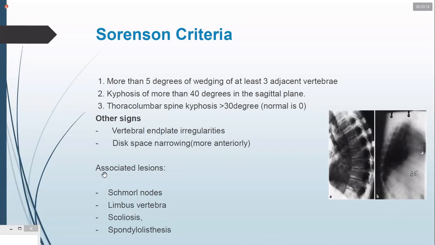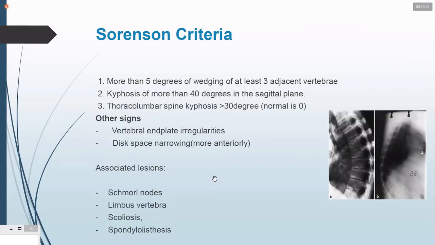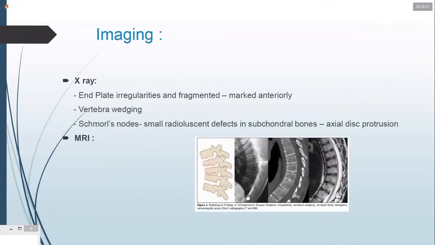The other signs are vertebral end plate irregularities and disc space narrowing, and there are different associated lesions in this. The clinical features: at puberty, around 13 to 16 years, more common in boys, increasing round shoulders. We can appreciate backache and fatigue. Usually patients present with pain while carrying heavy school bags these days, and backache. Smooth thoracic kyphosis, with compensatory lumbar lordosis, and in late life, lumbar backache. In imaging, we can see the irregularity in this picture.